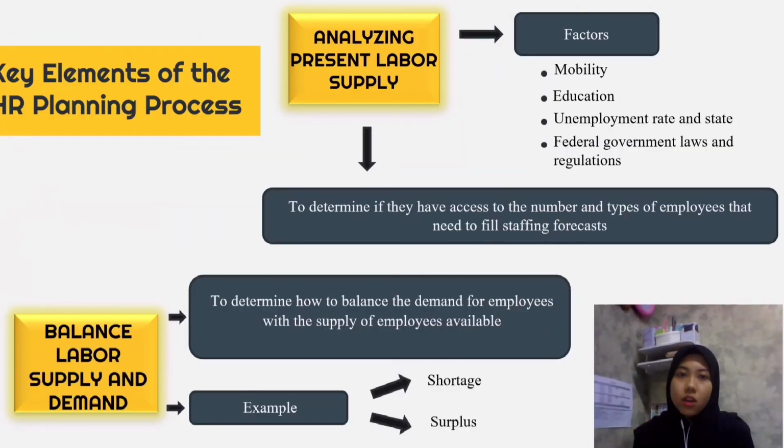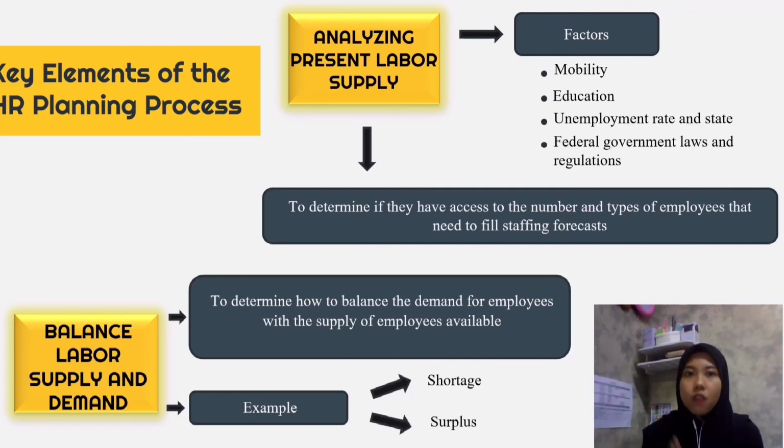Next, the second element of the human resources planning process is analyzing present labor supply. Analyzing present labor supply includes evaluating internal staff, which will occur when forecasting staffing needs, as well as external staff. Externally, management needs to evaluate the demographics of the workforce that is available. This can include factors such as mobility, education, the employment rate and status, and lastly, federal government laws and regulations that can affect the industry, business, and existing and potential employees. Evaluating all of these factors helps to determine if they have access to the number and type of employees needed to fill staffing forecasts.